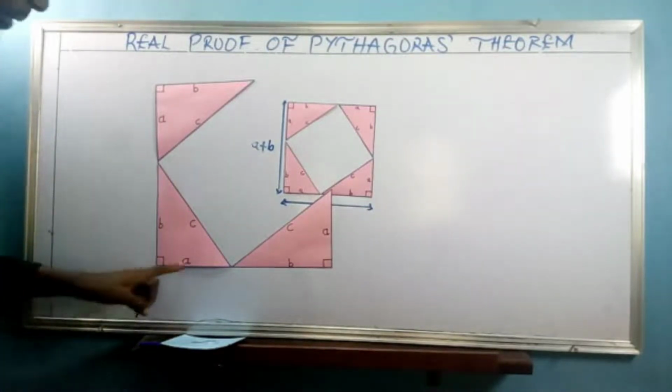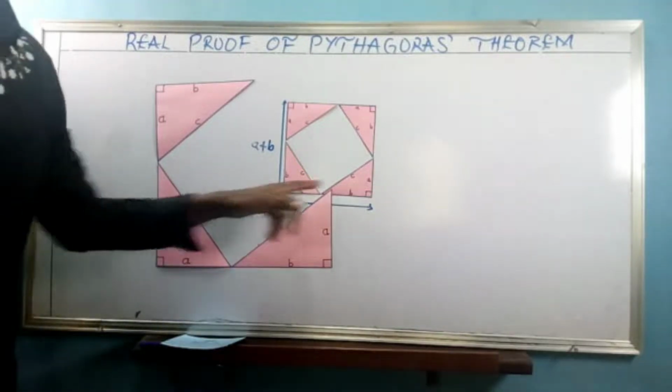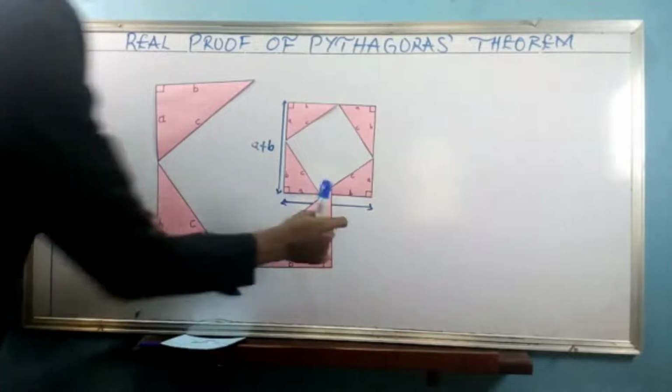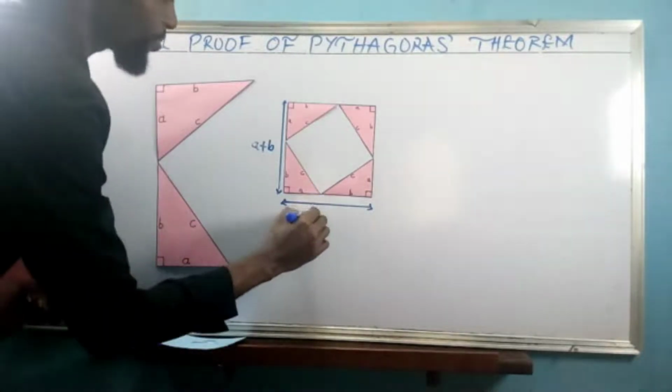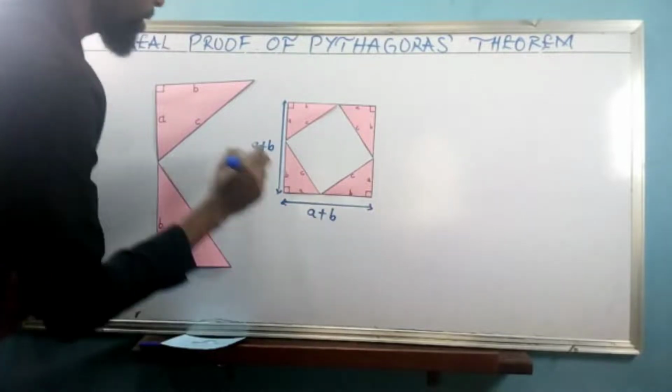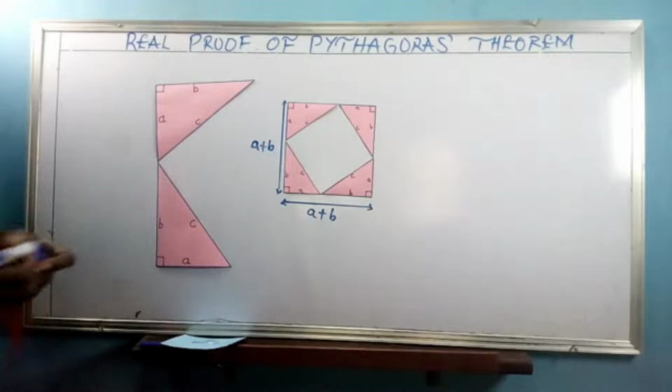Now look at it now. We have our A and B. So to get the length of this place now, just like we have A and B in the small one here, it has to be A plus B. Just like we have it here, A plus B here too. Do we see it now?